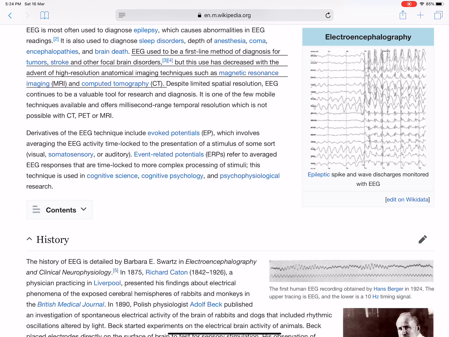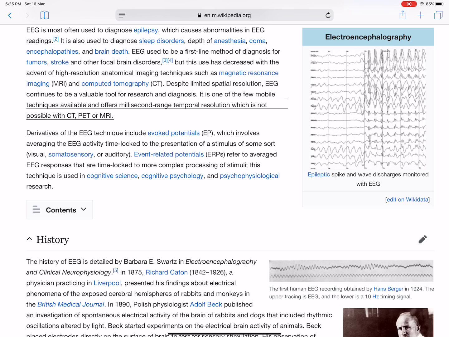EEG used to be a first-line method of diagnosis for tumors, stroke and other focal brain disorders. But this use has decreased with the advent of high-resolution anatomical imaging techniques such as magnetic resonance imaging (MRI) and computed tomography (CT). Despite limited spatial resolution, EEG continues to be a valuable tool for research and diagnosis.